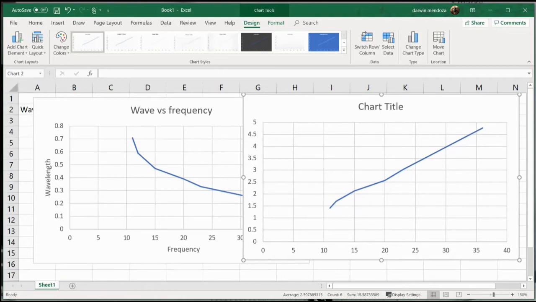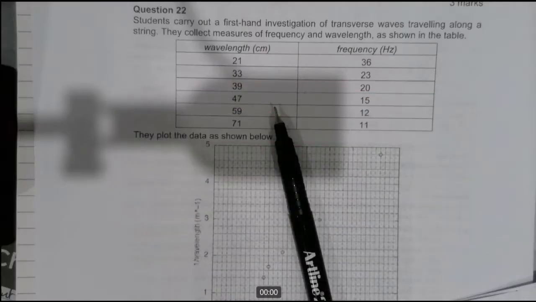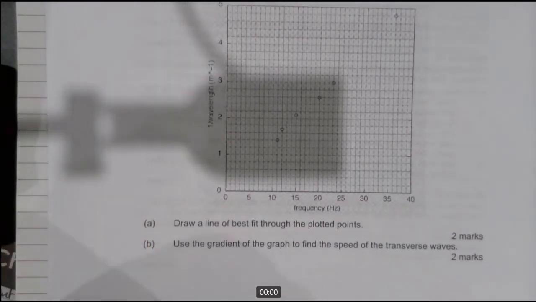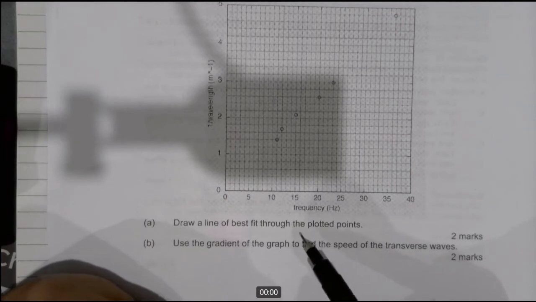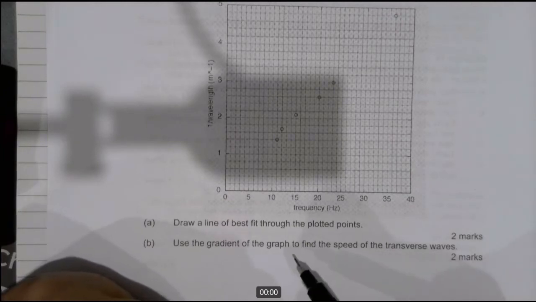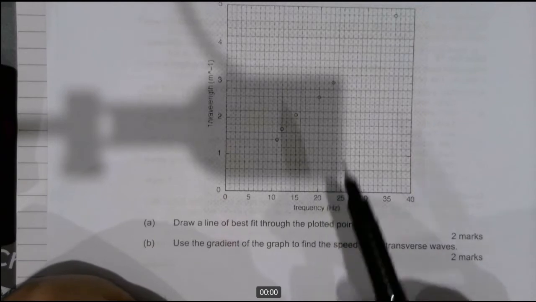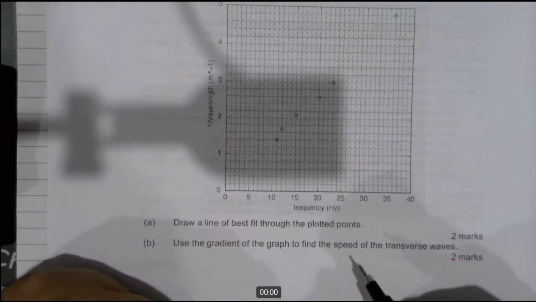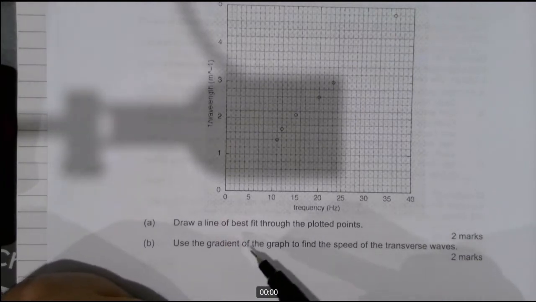I've proved that. Now this question here is not asking you to do that. It's not asking you to inverse the data to get a linearized form. They've already linearized it for you. They want you to do something else. What they're asking is for you to draw a line of best fit, and then see what that line of best fit means, and then find the slope or the gradient of the graph.